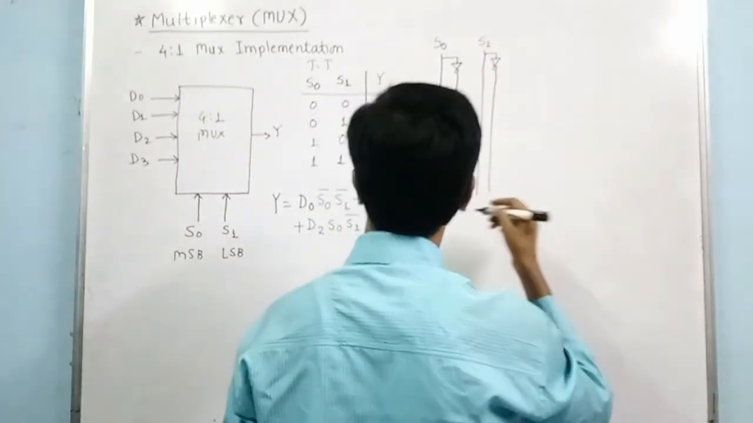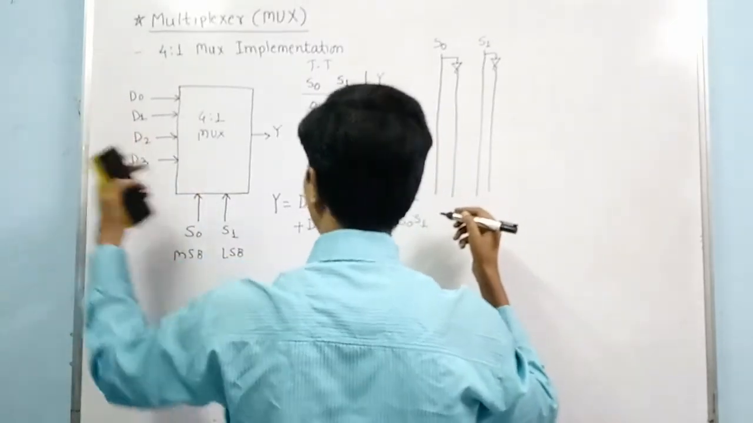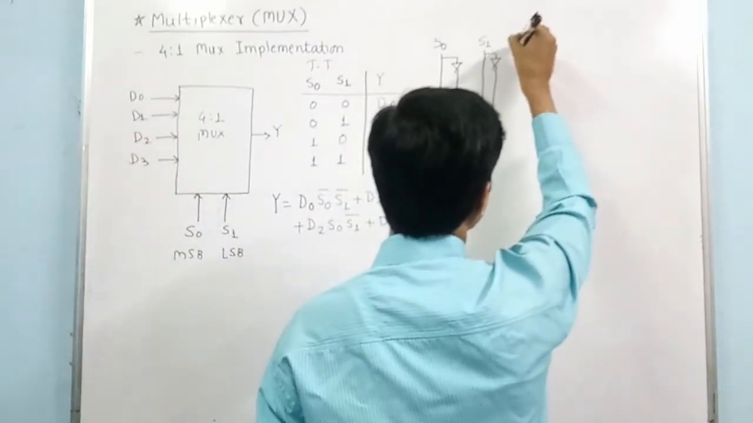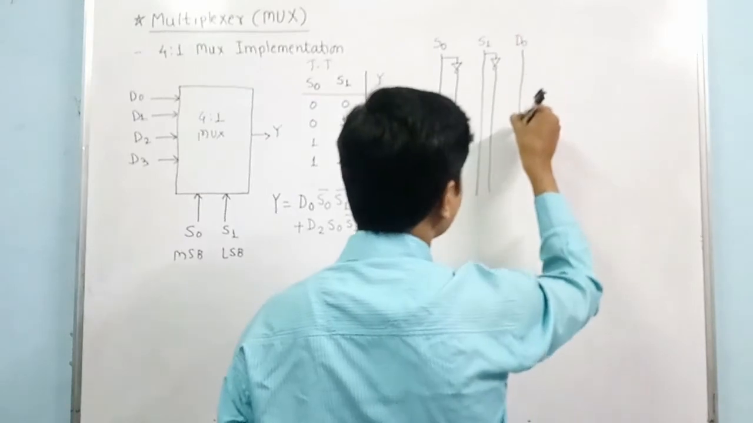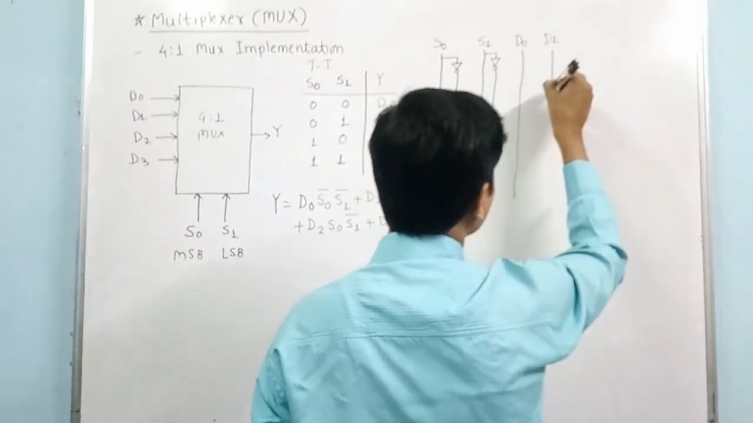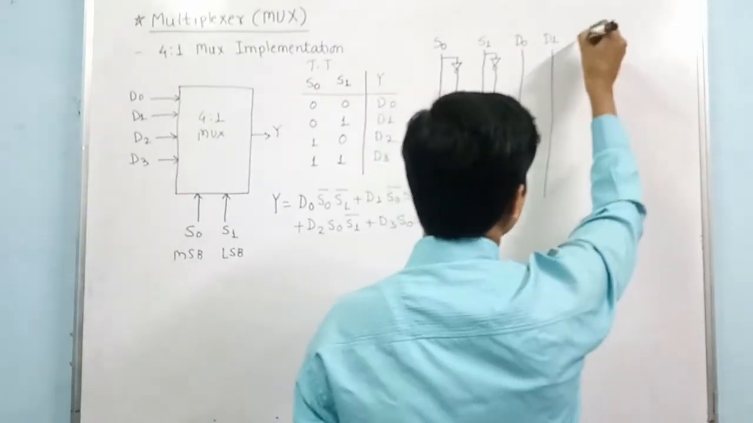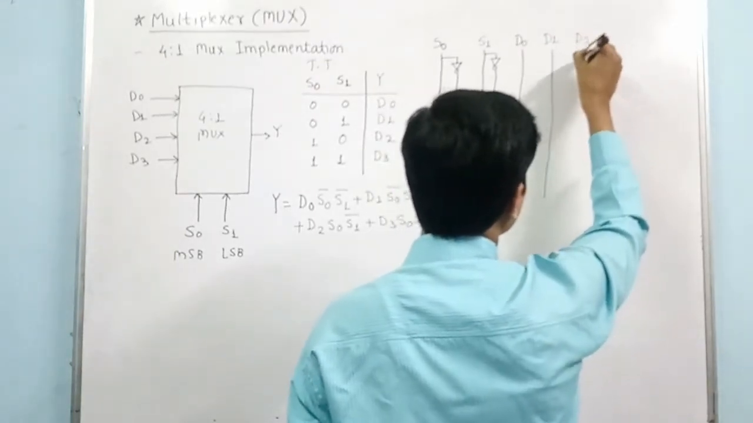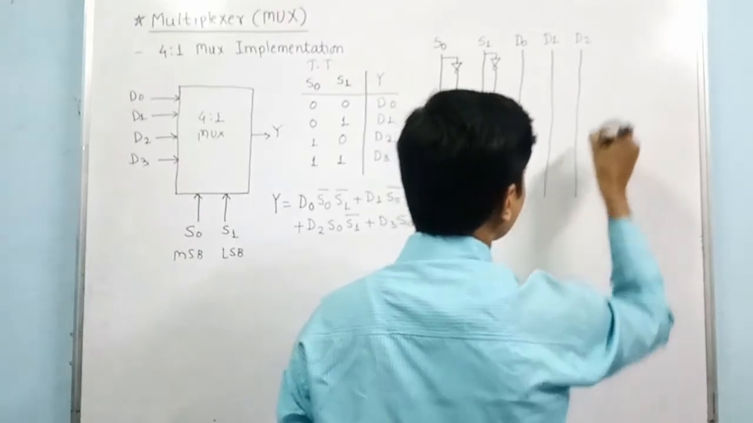Okay, now the 4 input lines, that is D0 to D3: D0, then D1, then D2, and D3.